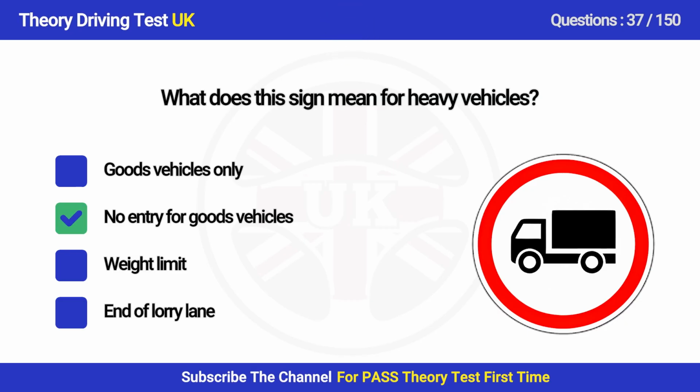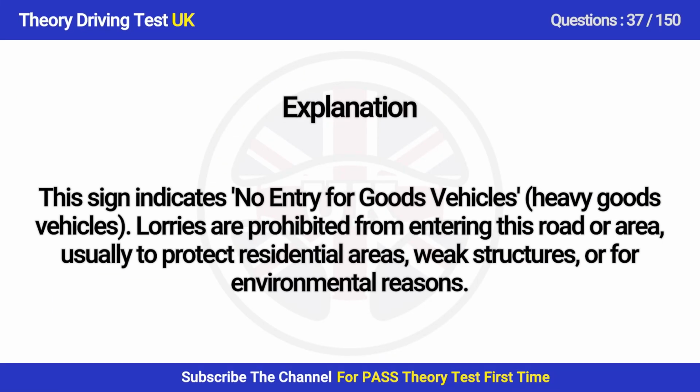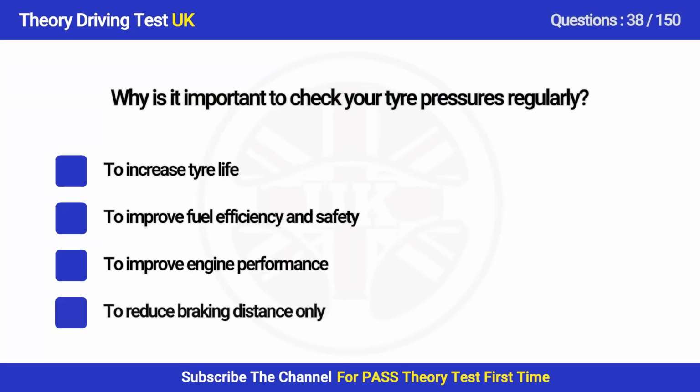Answer is B. No entry for goods vehicles. This sign indicates no entry for goods vehicles. Heavy goods vehicles are prohibited from entering this road or area, usually to protect residential areas, weak structures, or for environmental reasons. Question 38. Why is it important to check your tire pressures regularly?